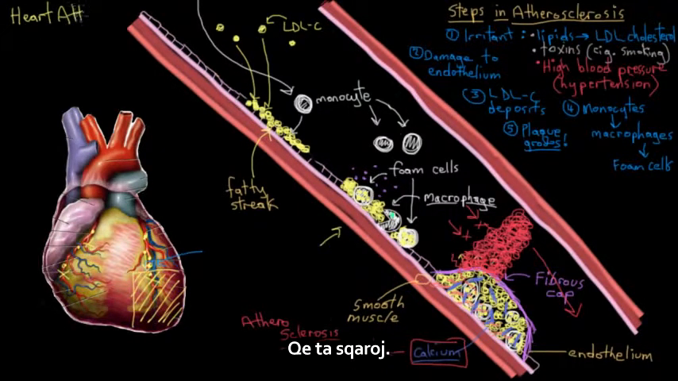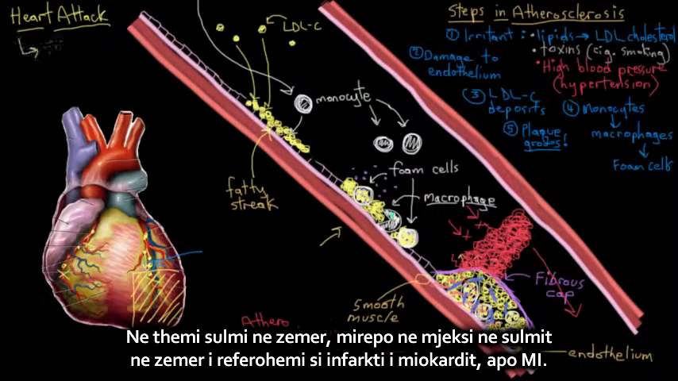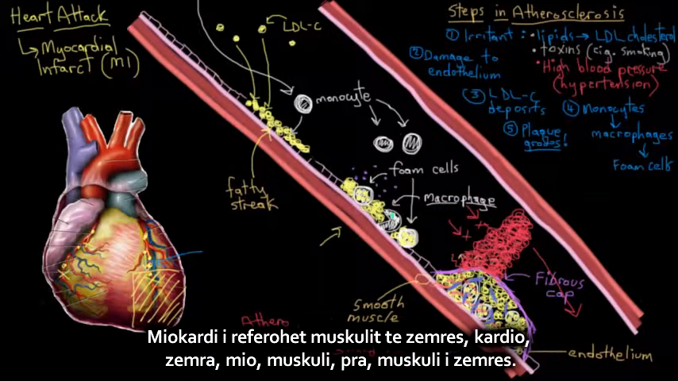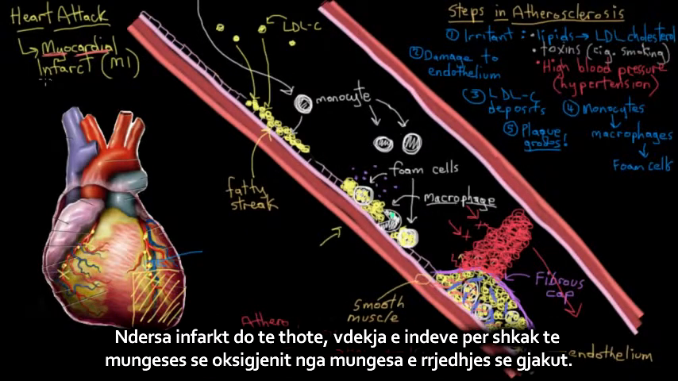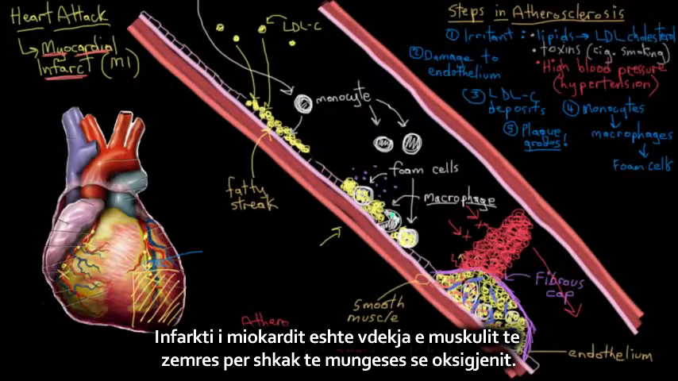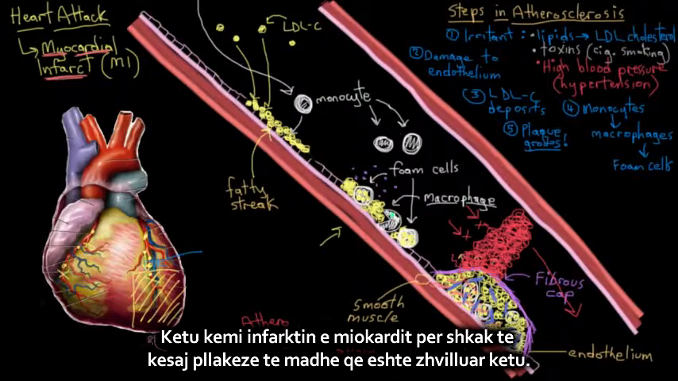And actually, let me just clarify. We say heart attack, but in medicine, we refer to a heart attack as a myocardial infarct, or an MI. Myocardial just refers to heart muscle, cardia for heart and myo for muscle. And infarct means death of tissue due to lack of oxygen from lack of blood. So a myocardial infarct is death of heart muscle due to lack of oxygen. So here we've had a myocardial infarct due to this big plaque that developed here.